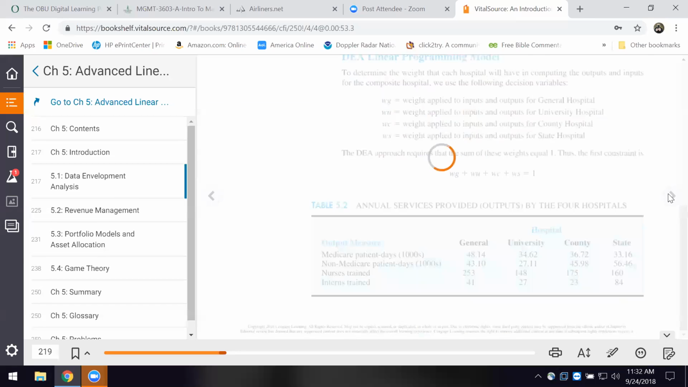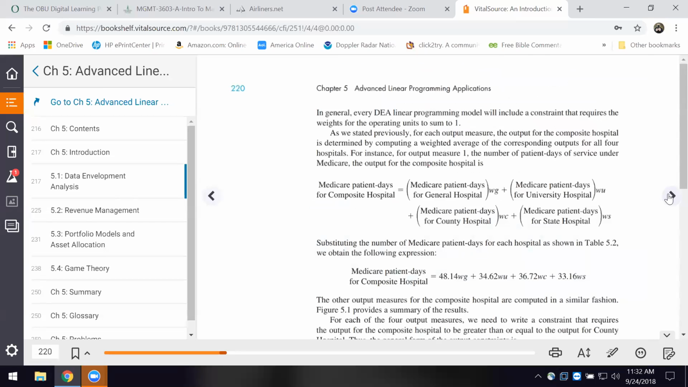Now, the authors are going to walk us through, okay, and they give us examples of the Medicare patient days and the weights for each of those per facility. And then they get the composite. And they'll walk you through each of those variables to develop the composite. Okay?